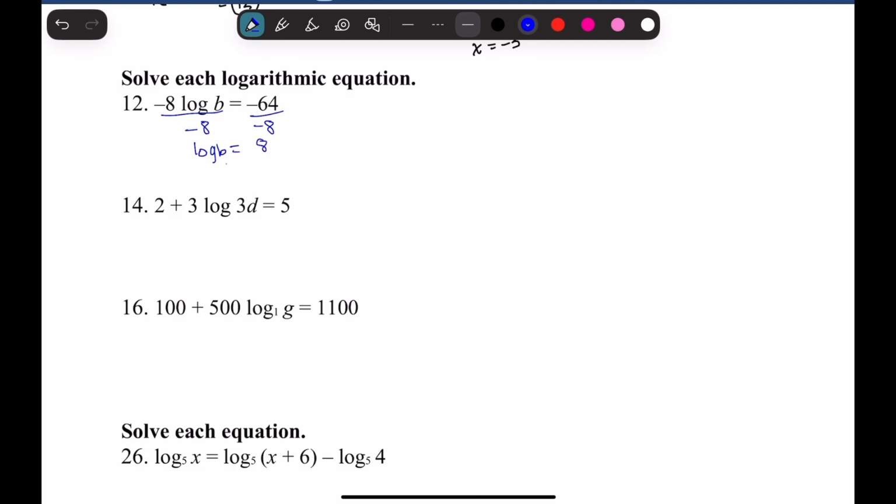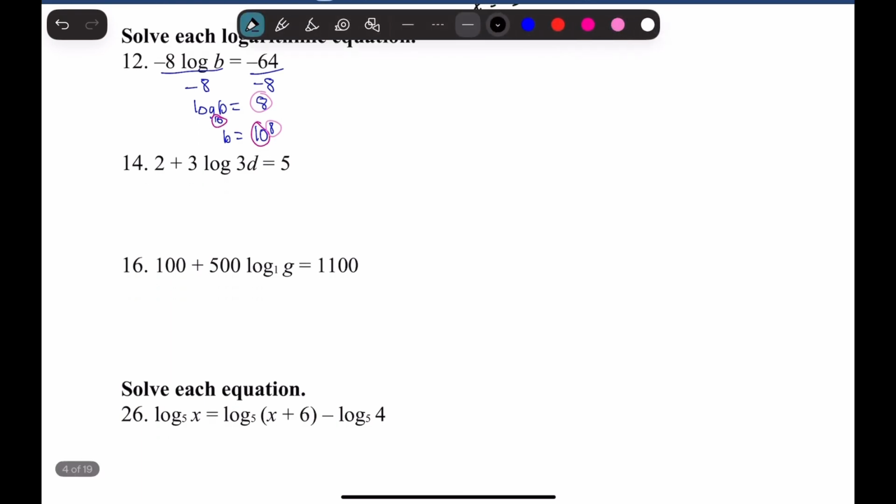And when you have something where you can't see the base, you can't see the little number underneath it, it means it's 10. So then you can just rewrite this as b is equal to 10 to the power of 8. So 10 is the number that you raise something to, 8 is the thing that you raise to the power of, and b is the thing that's equal to it. So that's basically it. And here we know b is going to be greater than 0. So let's move on to the next one.